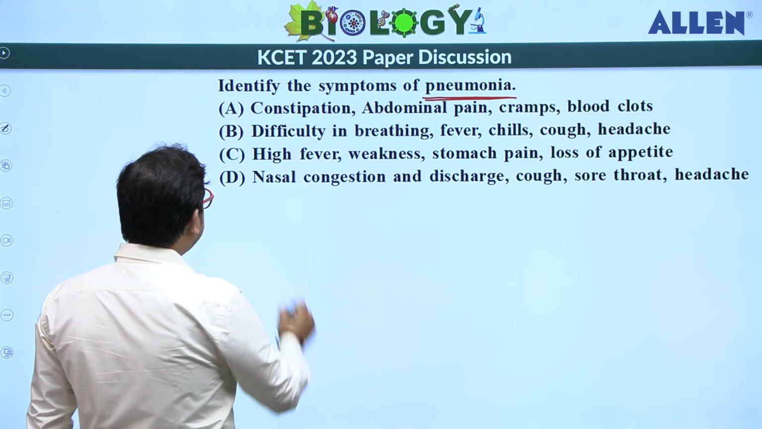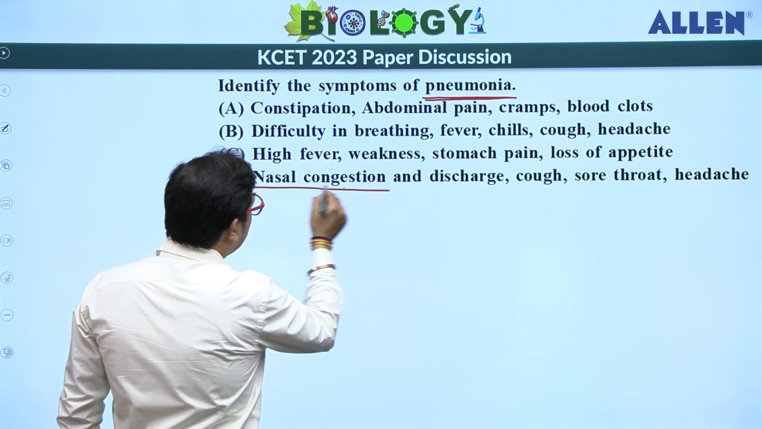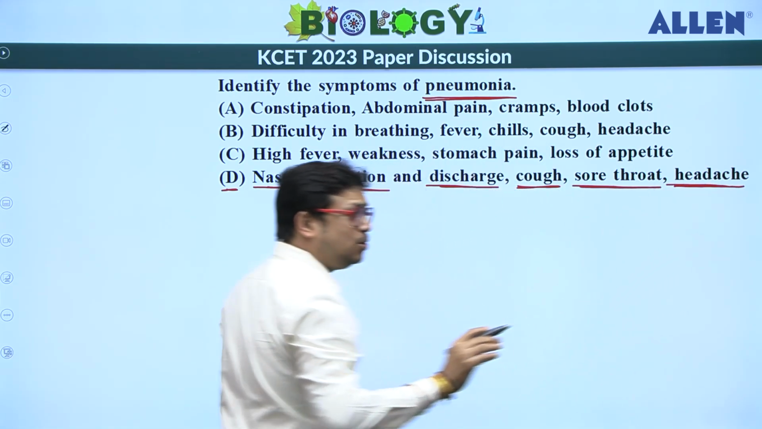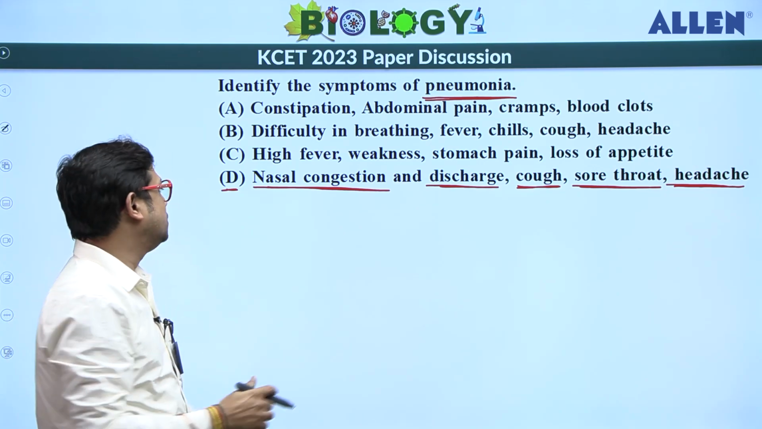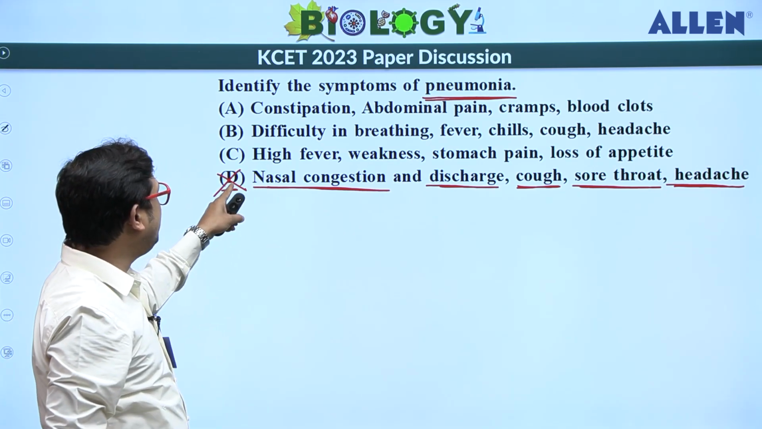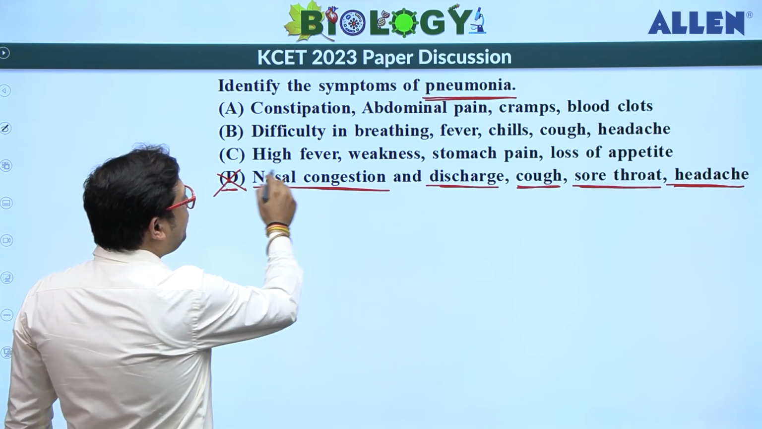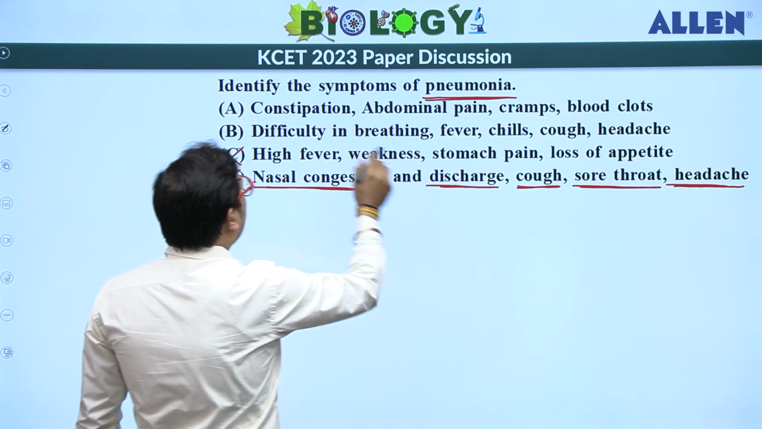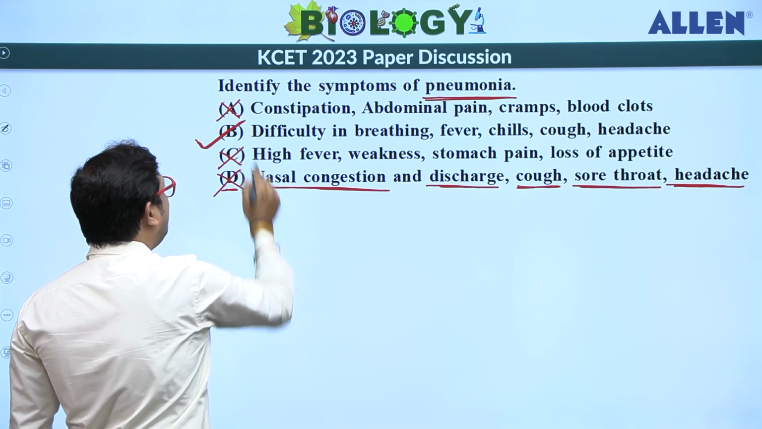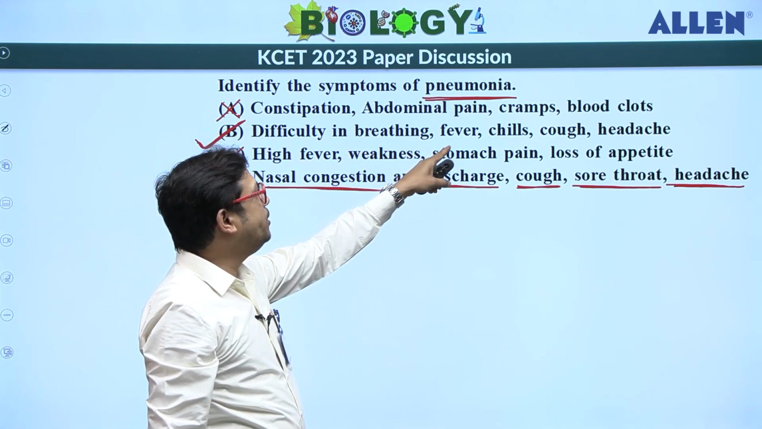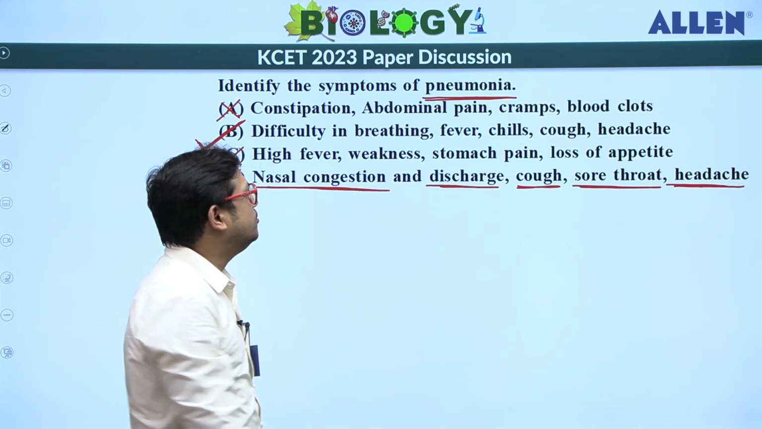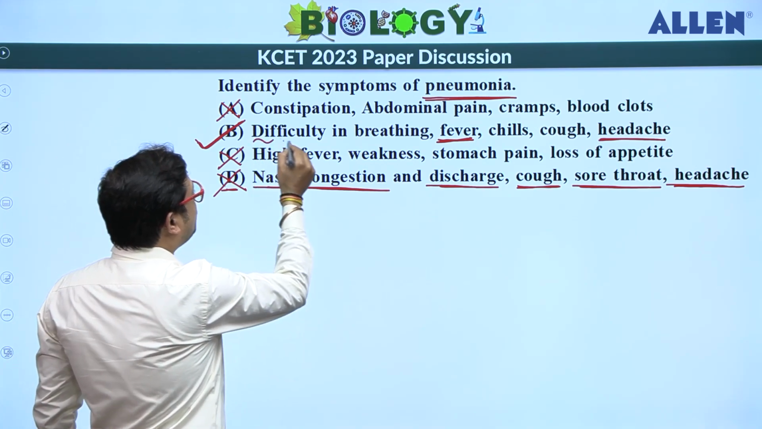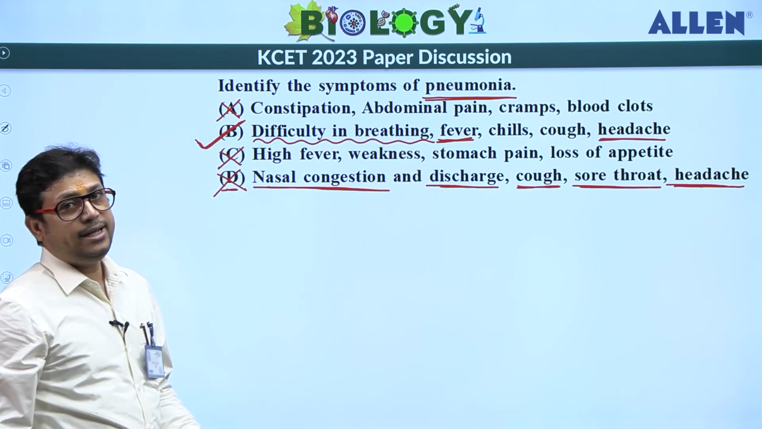Okay. So here you can see option D, nasal congestion and discharge, cough, sore throat and headache. There is no information about the lungs, so we should eliminate this one. Students used to get confused with D. High fever, weakness, stomach pain is in no way related. Constipation, abdominal pain, cramp, blood clot is also not related. So the answer is the second one, difficulty in breathing. Along with that, fever, chill, cough and headache will come. Whenever you have fever, automatically you will have headache. So here the keyword is difficulty in breathing. So the answer is B.